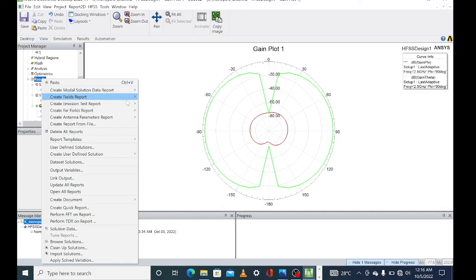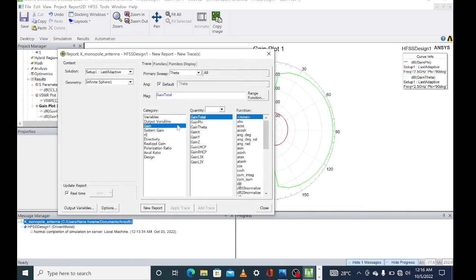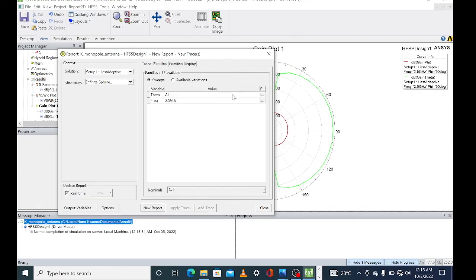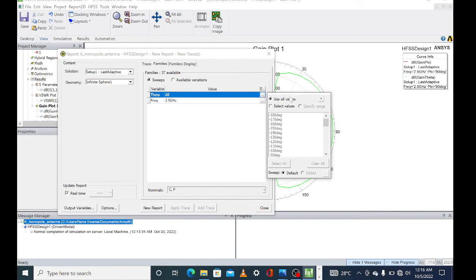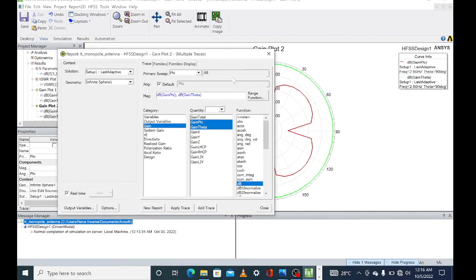Go ahead and plot the E plane: gain phi, gain theta, dB. I'll change the angle. It should be principal. Theta should be a family. You plot just a 90-degree. So you want the 90-degree cut of the 3D polar plot to see the radiation pattern of the E-plane. So I'm done. We plot in the report.